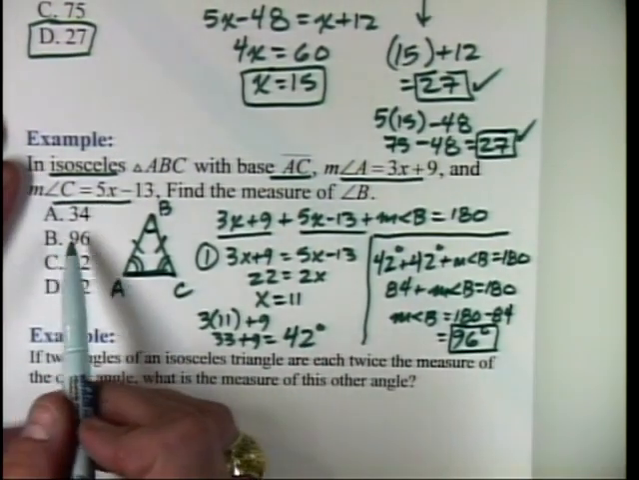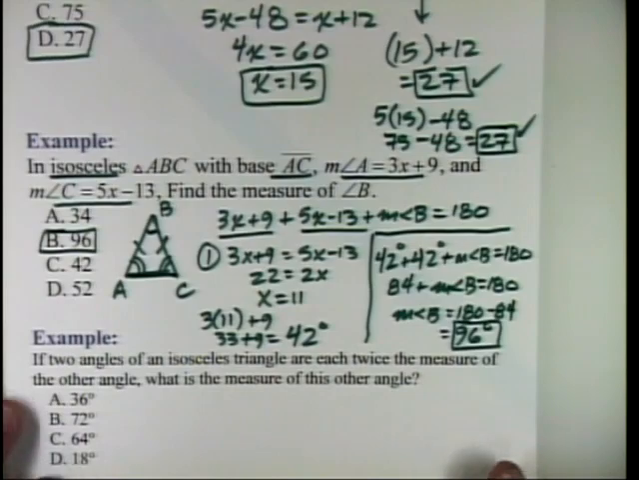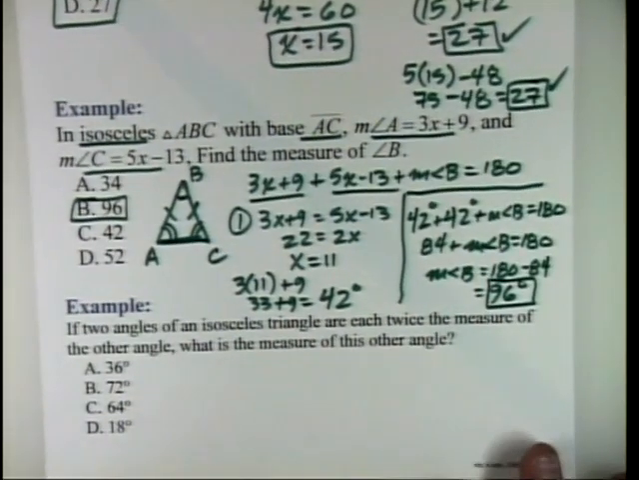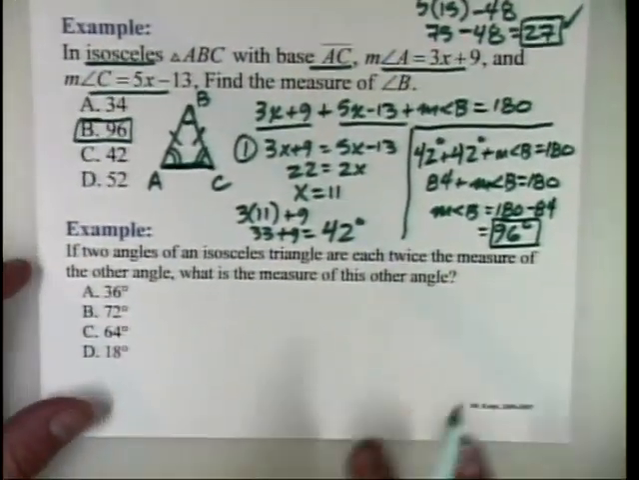Now we'll come over here and look at our answer choices, and there it is. Okay? So that one's a little bit tricky. We couldn't just go right to the sum of the interior angles adding up to 180. We had to use what we knew about isosceles triangles and the two congruent base angles to eliminate one of our variables before we proceeded.